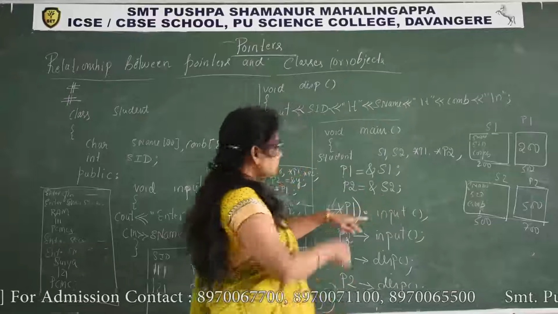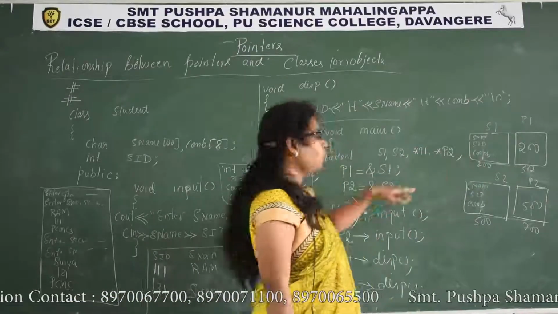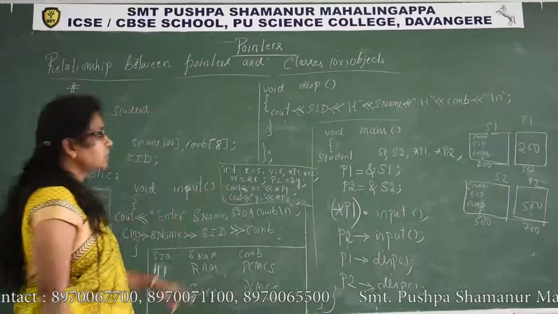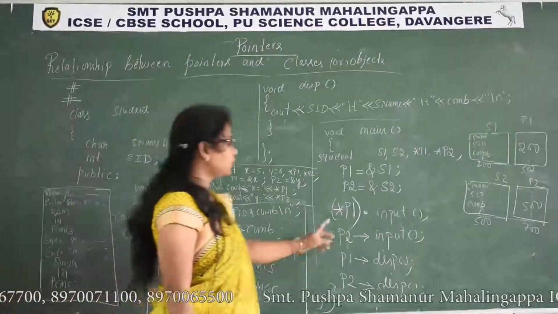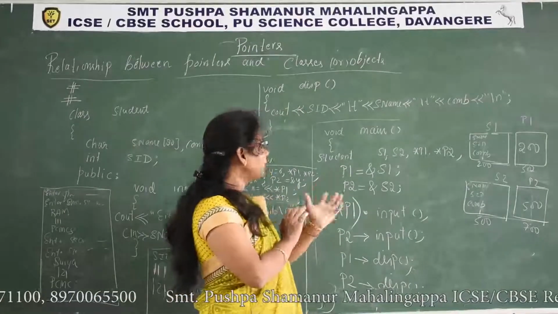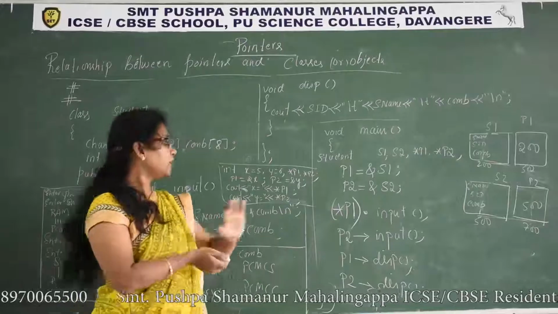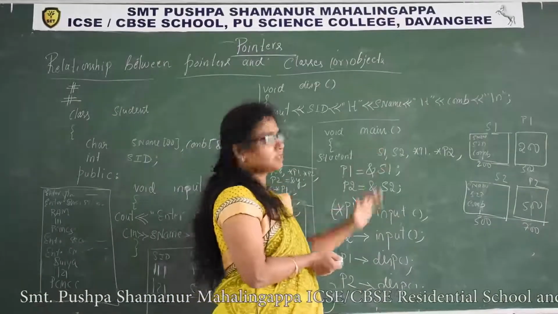Now I want to read values for S1. So I have to call the input function using the S1 object, but I should not use S1. I have to use a pointer. Then how is that pointer equivalent to S1? If I write star P1, then star P1 is equivalent to S1.